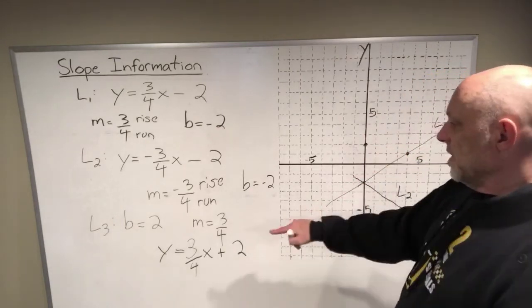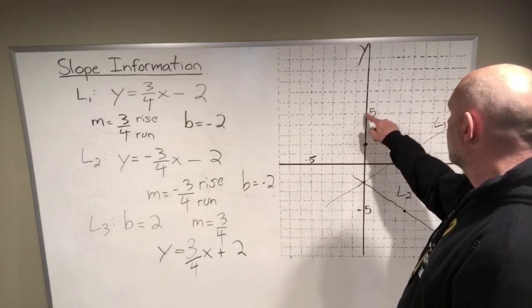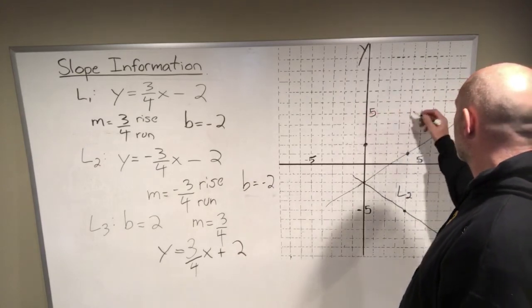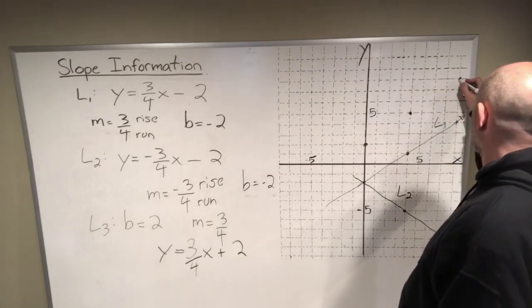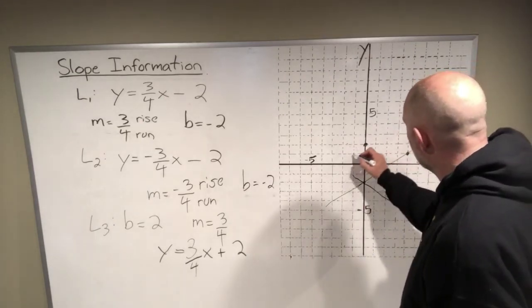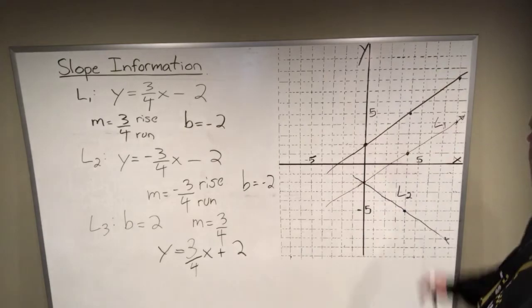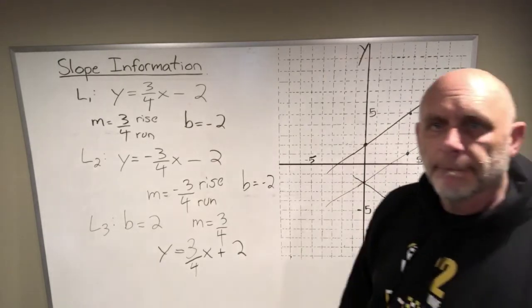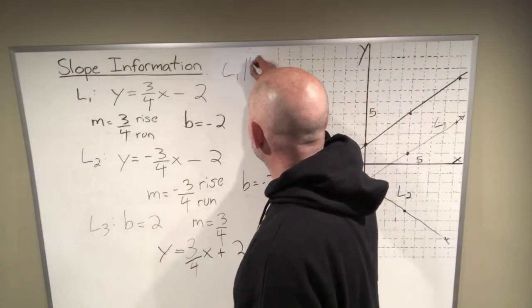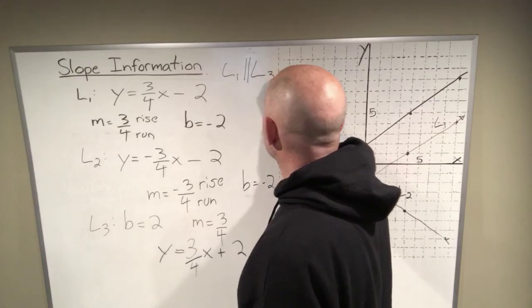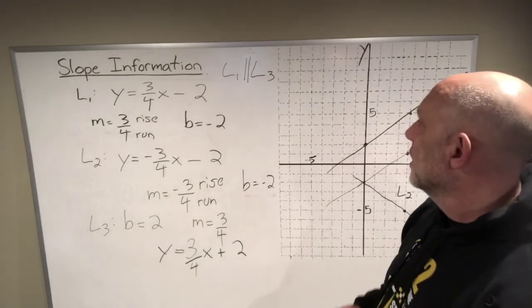We go 3 up, 4 to the right. 3 up, 4 to the right. 1, 2, 3. 1, 2, 3, 4. Okay, this is L3. You know something funny about L3? What about L3 and L1? They're parallel. This is the sign we use for parallel. L1 is parallel to L3. They're not parallel to L2. They're both going to cross L2 at some point.